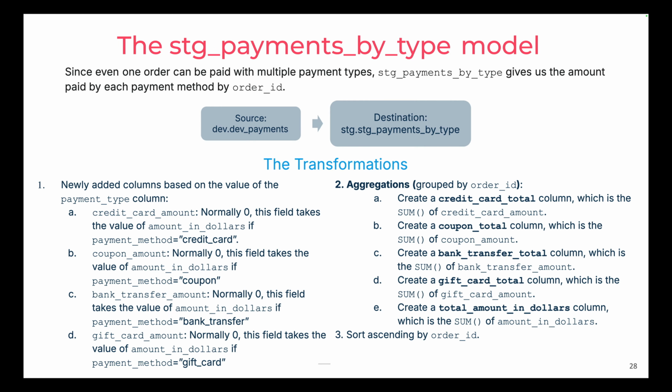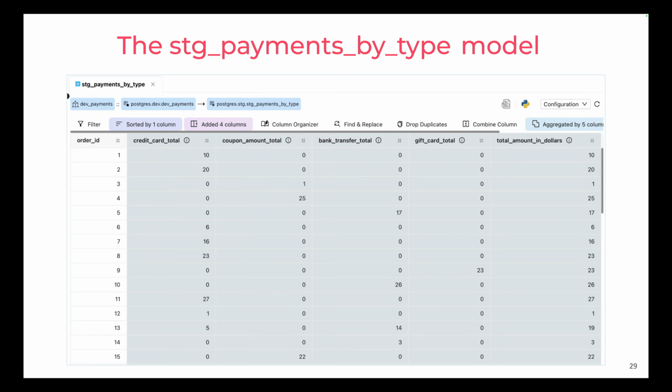What this leads us to is a model which looks like this. For each order ID, we have different columns that specify what amount was paid by payment method. And then we also have total amount in dollars as well. Now let's look at how to get this model done in Visitran.